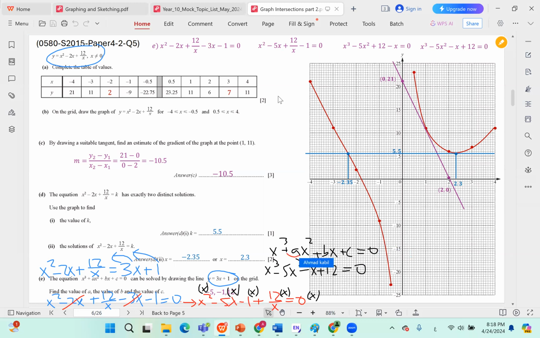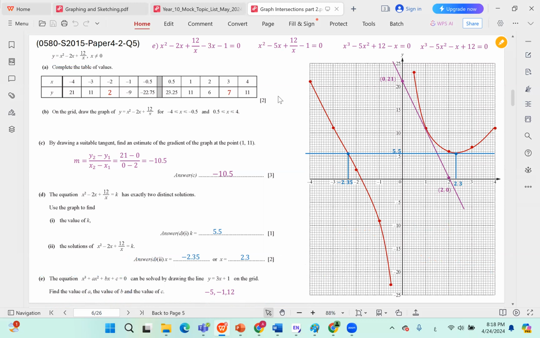Of course, plus a is equal to negative 5. So a equals negative 5. Positive b is negative 1 here. So b is negative 1. And finally, c is 12. So negative 5 and negative 1 and 12 are the correct answers to this problem.